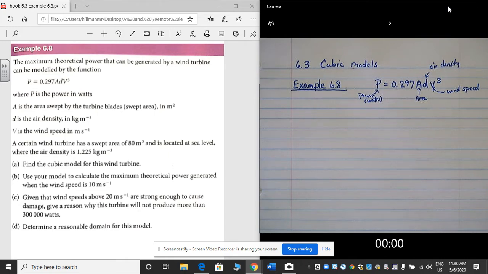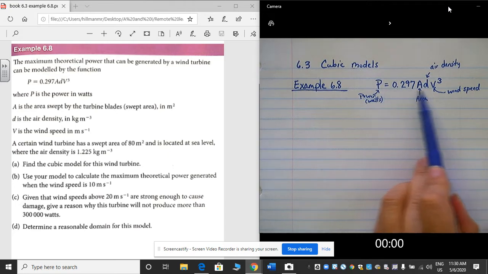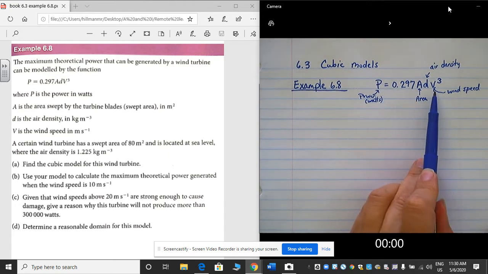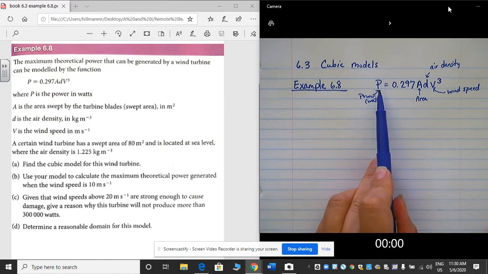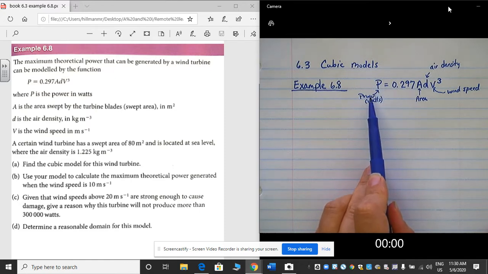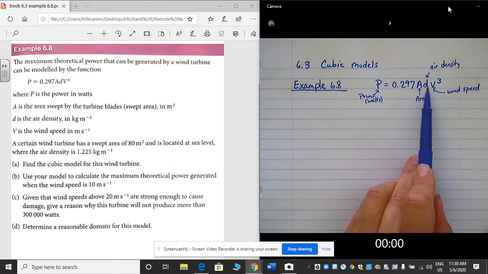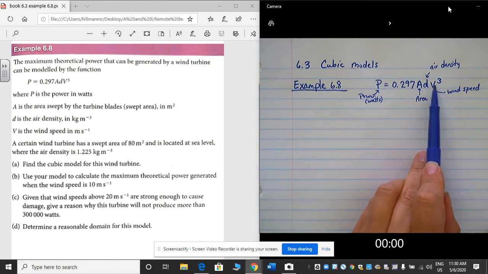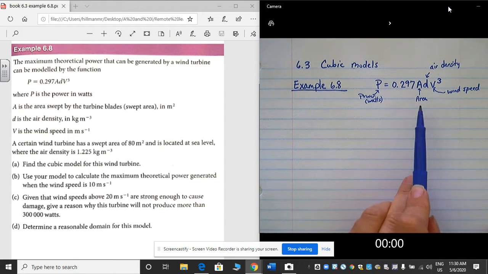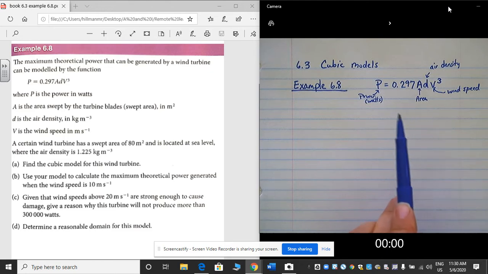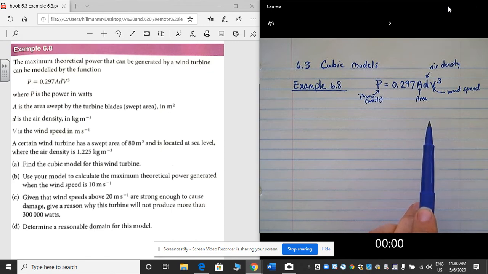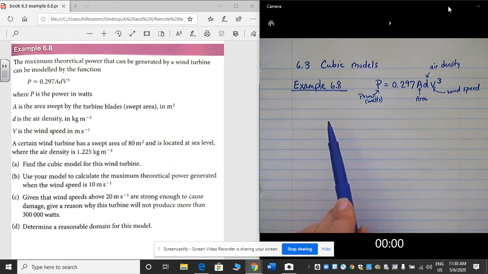Before I continue, let me point out that for me, just writing the equation isn't enough. I want to identify in my own mind what these variables represent. So I put P as power, A is area, D is air density, and V is wind speed. That way, when I read a question and I'm trying to identify whether they're giving me a piece of information or I need to find one, I know exactly which variable I'm looking at.